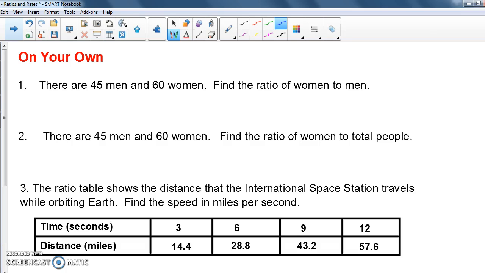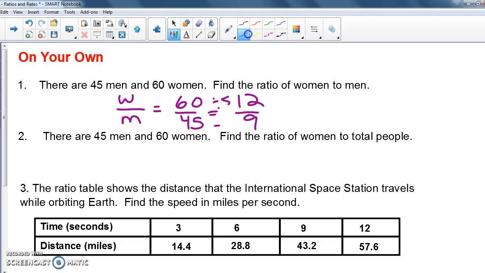Okay, there are 45 men and 60 women. Find the ratio of women to men. Now, we did men to women before, so women to men is going to be 60 over 45. I'm going to simplify that by 5. I get 12 over 9. And if I simplify again by 3, I get 4 over 3. Okay, so it's just like before, but it's flipped.